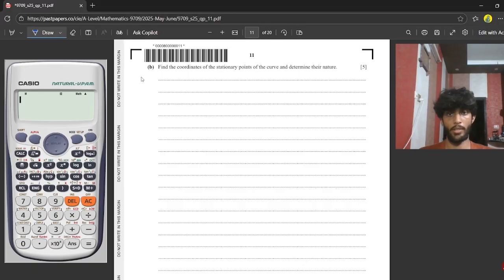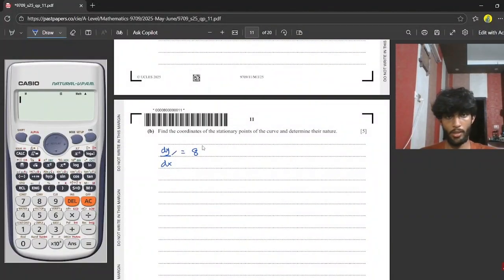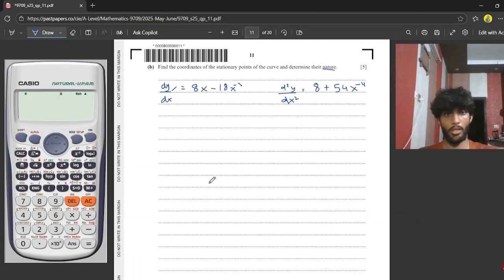Now we're on to part B, and it says find the coordinates of the stationary points of the curve and determine their nature. So we already know what dy by dx is because we found it in the last part. So dy by dx was equal to 8x minus 18x raised to the power negative 3. And we need to find the nature as well, so we need to find the double derivative, d squared y over dx squared. We can differentiate the derivative. It's going to be 8 plus 54x to the power negative 4. Is that correct? Yes, I think that is correct.